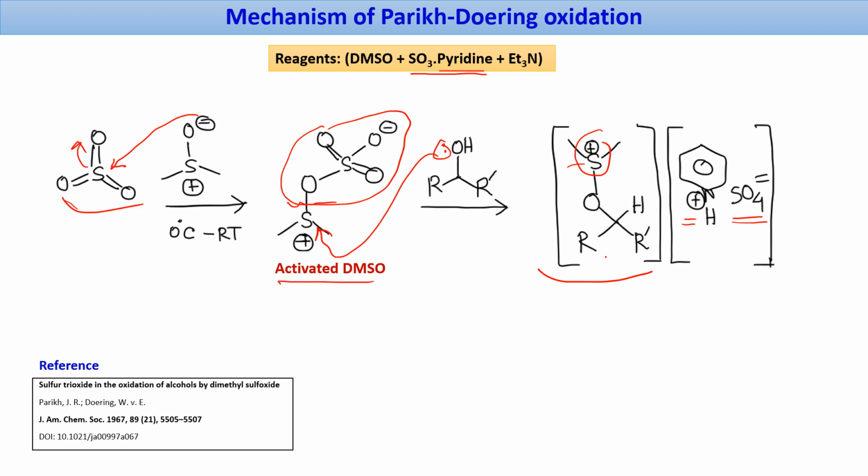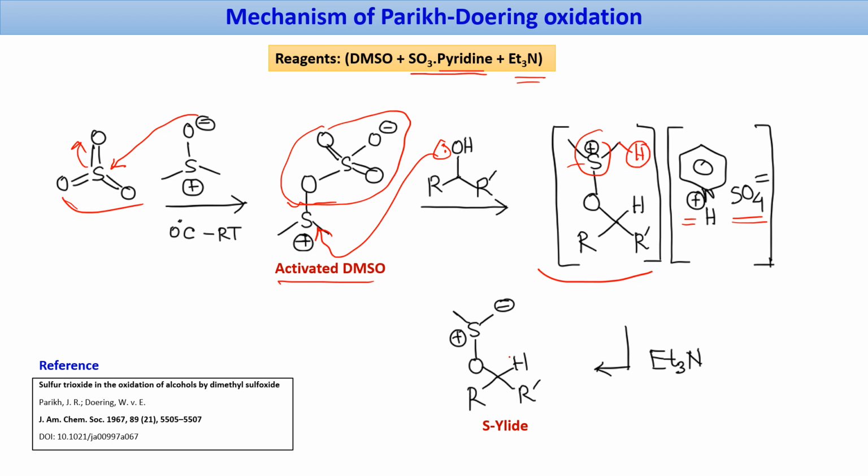And finally, as you can see, Et3N is present in the medium, so it will help to generate this sulfur halide by capturing this hydrogen. And the rest of the mechanism, as we know, this negative charge will take this hydrogen, the C-H bond will be broken, this bond will be broken, and there will be a C=O double bond. That is our final product.